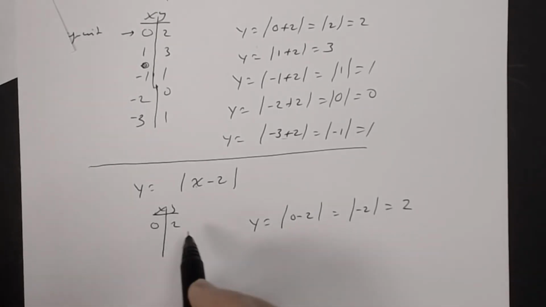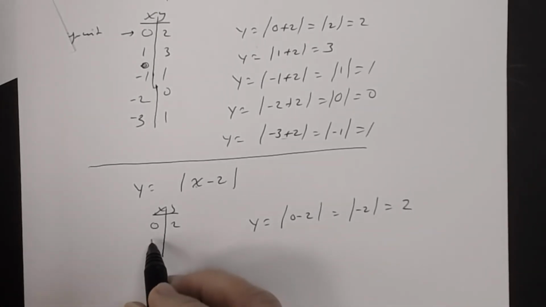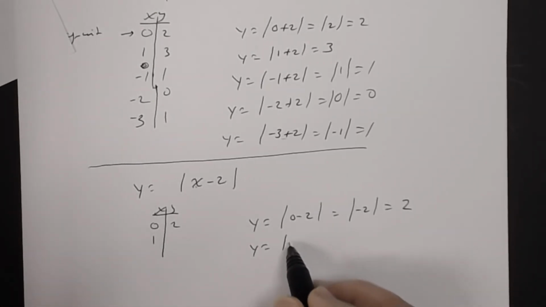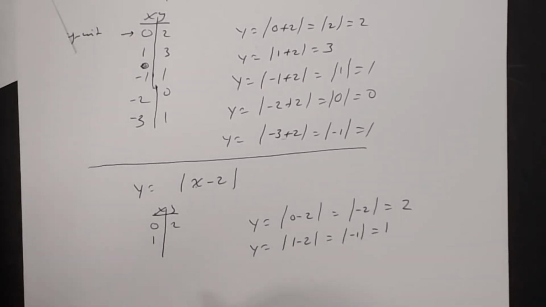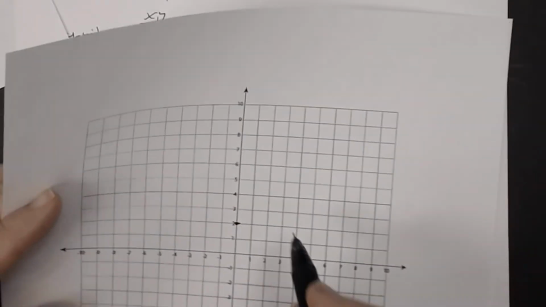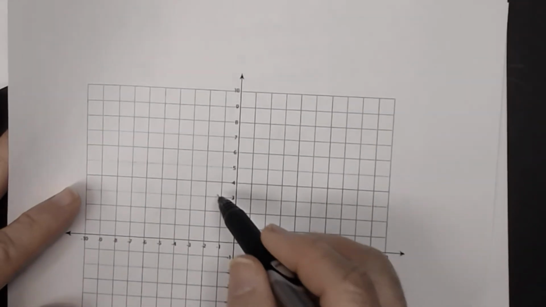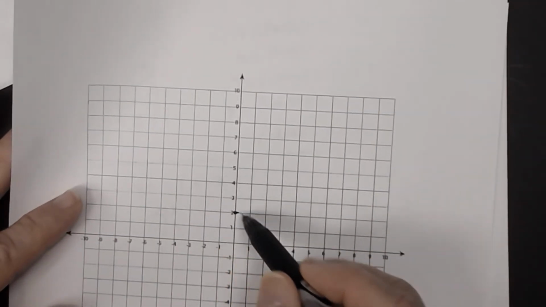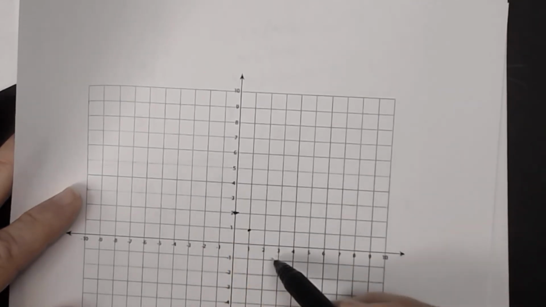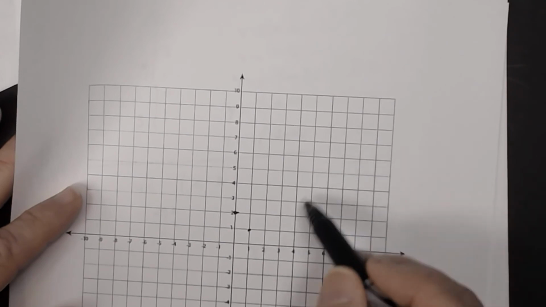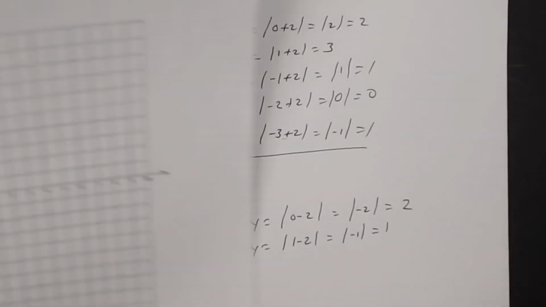If x is, let's say, 1, I'm going to get y equals the absolute value of 1 minus 2, which is the absolute value of a negative 1, which is a positive 1. So I'm going to plot the point 1, 1. Okay, so I'm getting something there. It looks like it's going to do something like this. Remember, shape of a V, right? So think like that, shape of a V. Just like that.